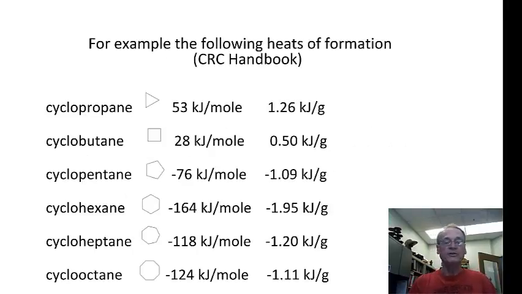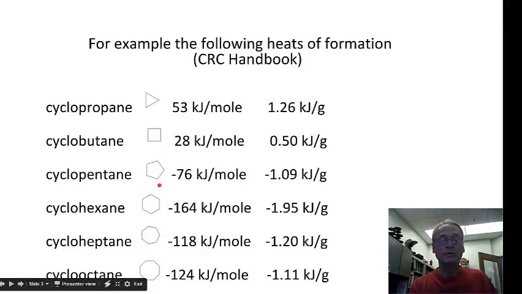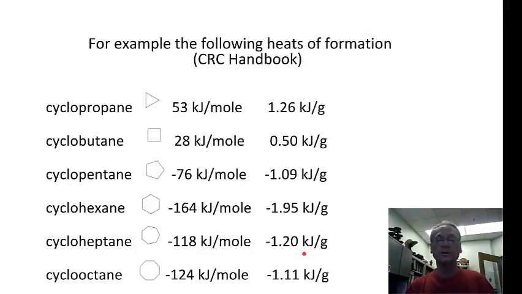So what I've done here is listed, I looked up in the CRC handbook, what is the heat of formation of several different cycloalkanes from cyclopropane, cyclobutane, cyclopentane, cyclohexane, cycloheptane, and cyclooctane, 3 through 8 members in the ring. And I listed it both in terms of kilojoules per mole, but more interesting in terms of kilojoules per gram. This is really going to tell us how much energy does the molecule have, not because of the number of carbons it has, but because of the way the carbons are arranged with respect to each other.